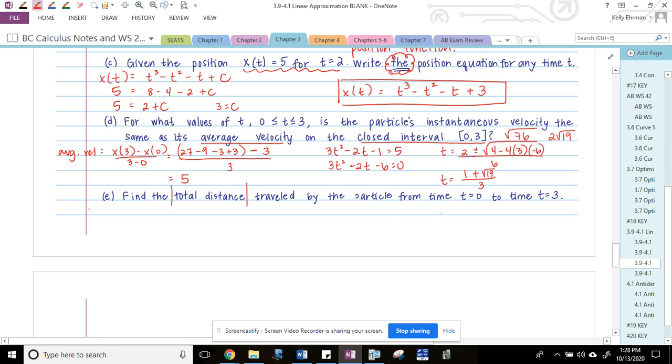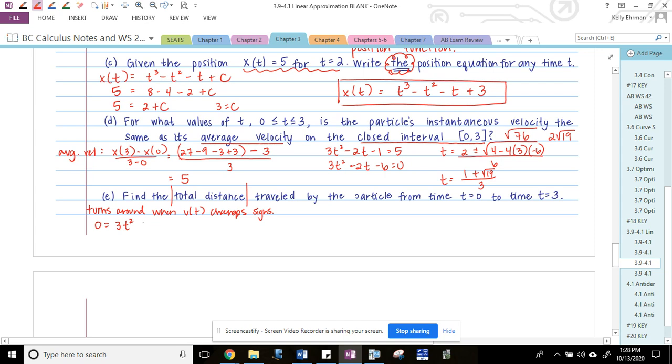When it's moving to the right, its change in position is positive, but does it turn and go left at any point? The particle turns around when v of t changes sign, right? Because when v of t is positive, the particle's moving right. When it's negative, the particle's moving left. So I should set the velocity function equal to 0 and see if I can solve that.